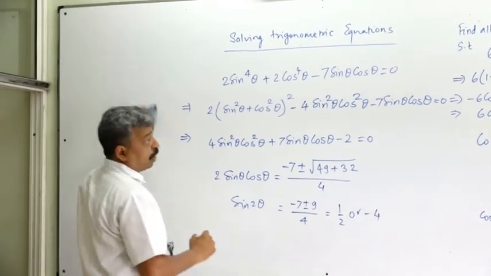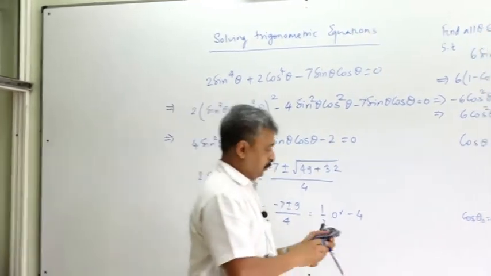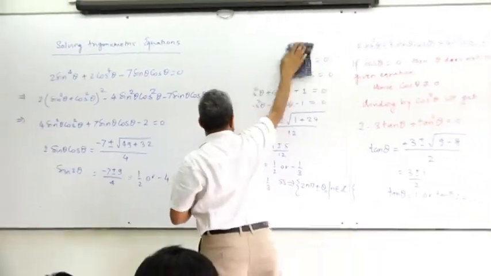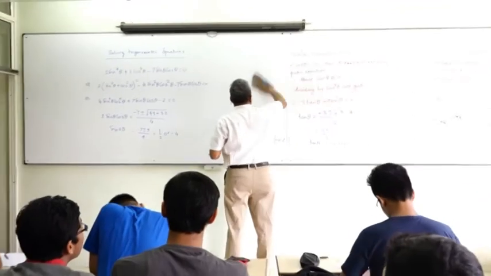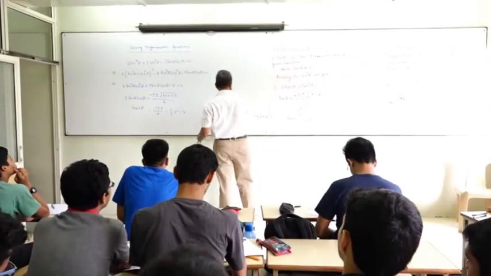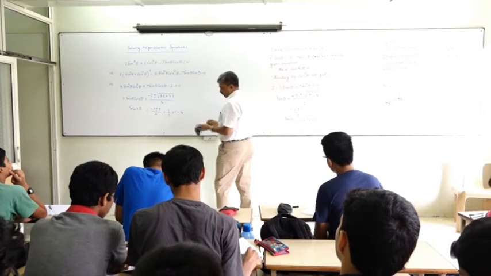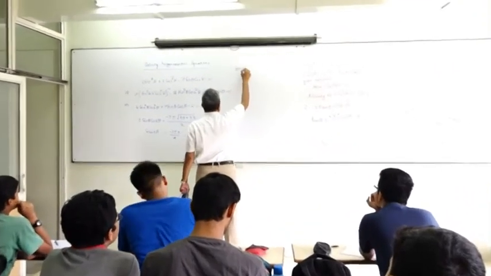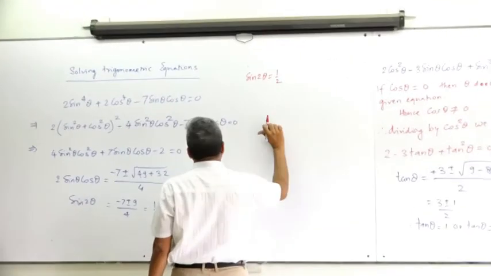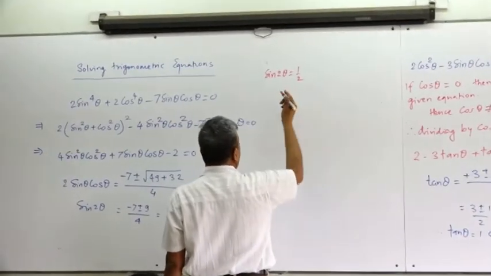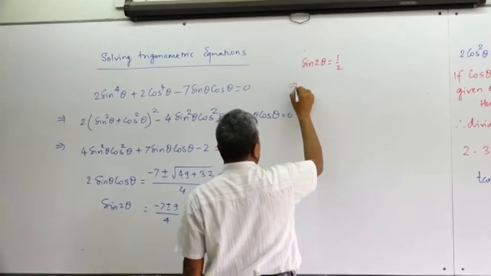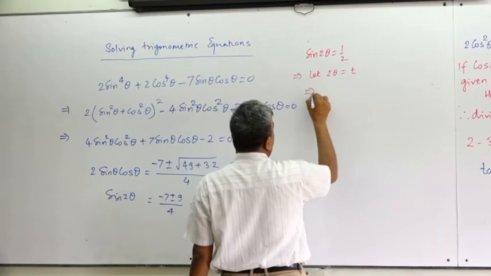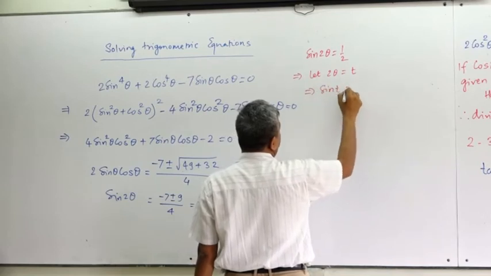And now we should solve sin 2 theta is equal to half. So we need to be careful. Whenever you are squaring, you need to be careful. Whenever you are handling double angle, you need to be careful. So now sin 2 theta is equal to half. In the mind also you can do it, but because we are doing it for the first time, I will tell you, let 2 theta is equal to t. Therefore sin t is equal to half.